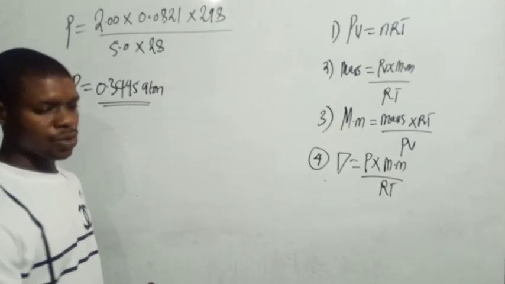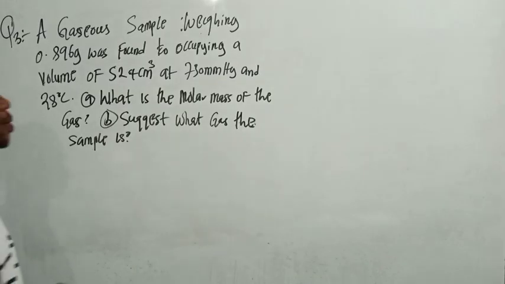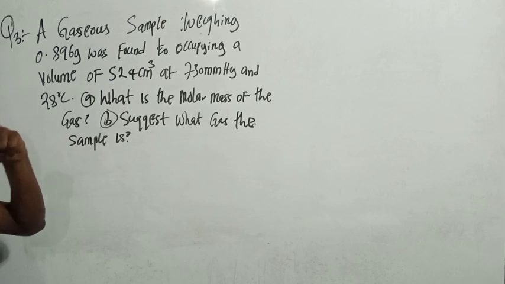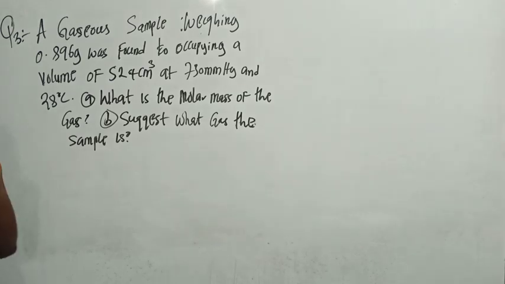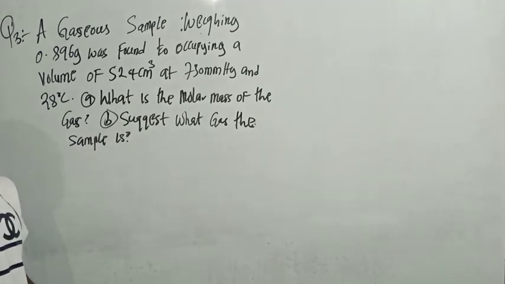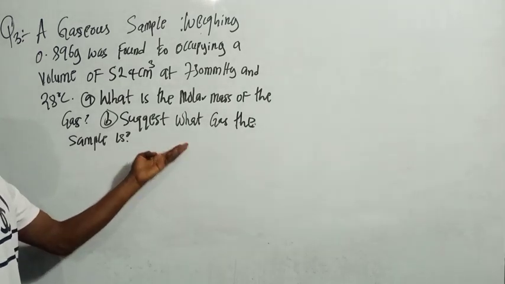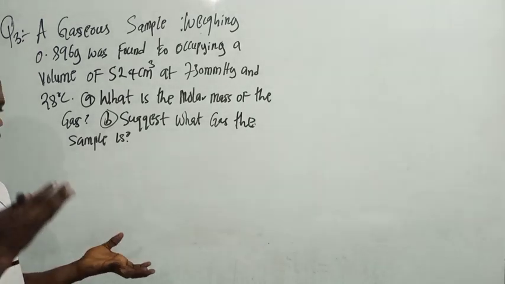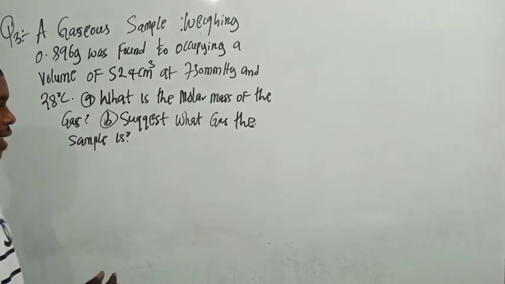So let's look at the next question. Let's tackle this problem. It says a gaseous sample weighing 0.896 gram was found to occupy a volume of 524 cm cube at 730 millimeter mercury and 28 degrees centigrade. A, what is the molar mass of the gas? B, suggest what gas the sample is. So from the molar mass you calculate, you are going to suggest what the gas is going to be.